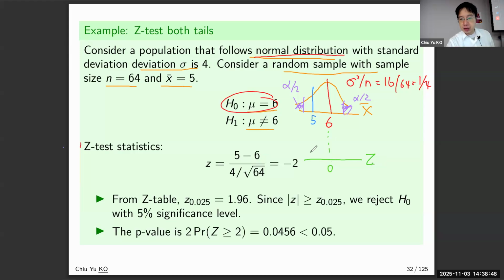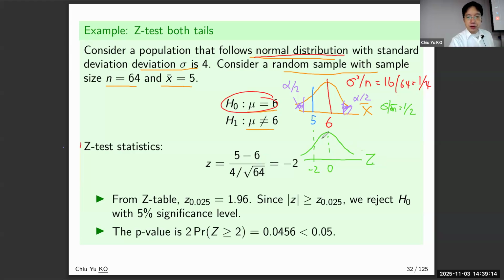So 6 becomes 0, right? And this 5 becomes -2. Why? Because the variance of this is 1/4, right? So the standard deviation is 1/2, right? So sigma over root n is 1/2. So the standard error is 1/2. So this is 1 below the mean, so it's -2.